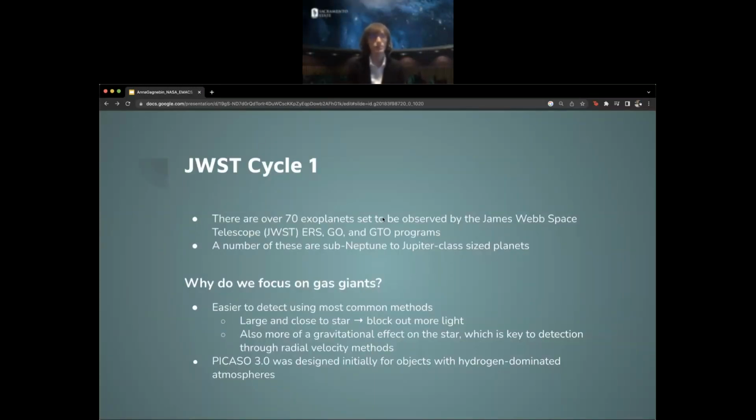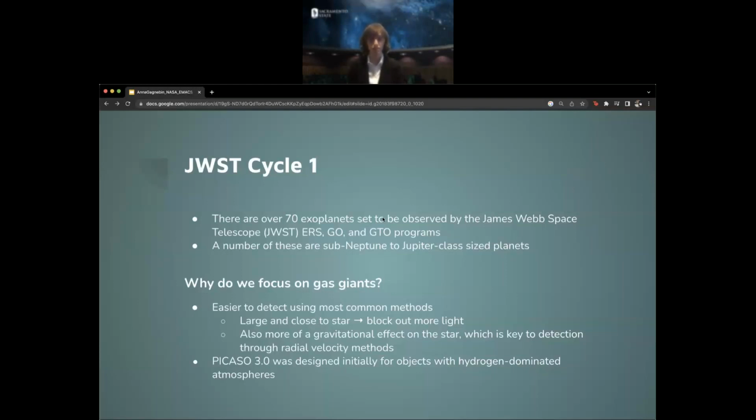So in the first cycle of pointings for the James Webb Space Telescope, there are over 70 exoplanets that are set to be observed by the ERS, the GO, and the GTO programs. A number of these are sub-Neptune to Jupiter class-sized gas giant planets, which is what I'm focusing on in my work. The reason that we focus on gas giants is, one, that they're easier to detect using most common methods that we have, like the transit method and also radial velocity.